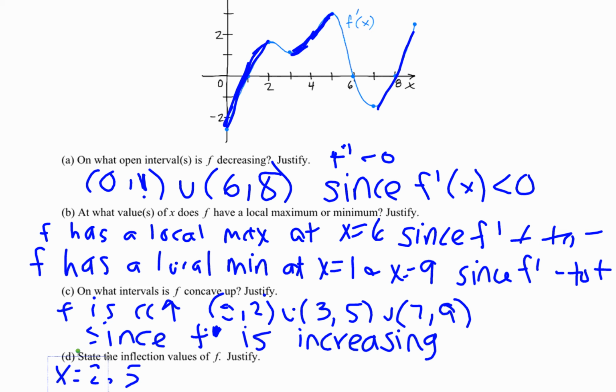Oh, also 3. Let me go back to that. I missed one. All right, so we'll try that again. At x equals 2, at x equals 3, because f prime is changing from decreasing to increasing. And then at 5 and 7. And that's since f double prime changes signs.